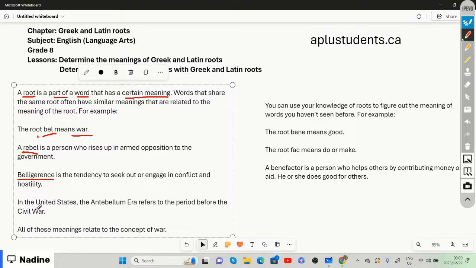And then in the United States, the antebellum era refers to the period before the Civil War. So in the rise up to the Civil War, there was also some form of conflict, right? Because remember, before any war, there's like a pre-war. Conflict starts before an actual war. So all of these meanings relate to the concept of war.